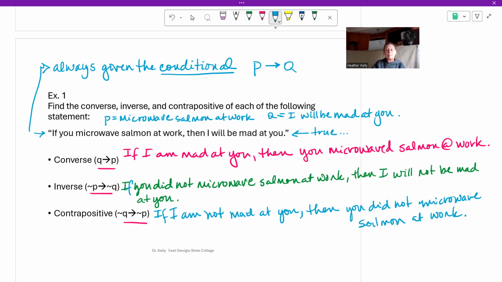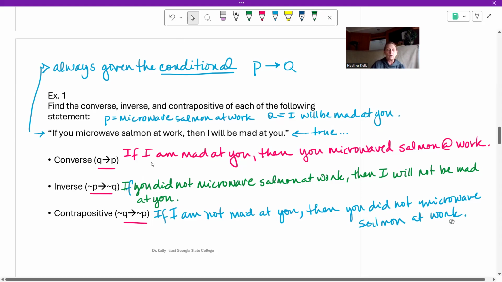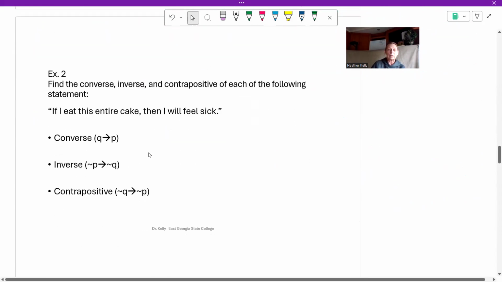Okay. And that is the exact same statement as if you microwave salmon at work, then I will be mad at you. Those are the exact same statements. These other two, it's kind of subtle. And that's why putting these words and turning them into symbols really, really helps you discern whether those are actually logically equivalent or not. And that's kind of what we're going to be doing here. All right, let's keep on going. Let's look at the next one.